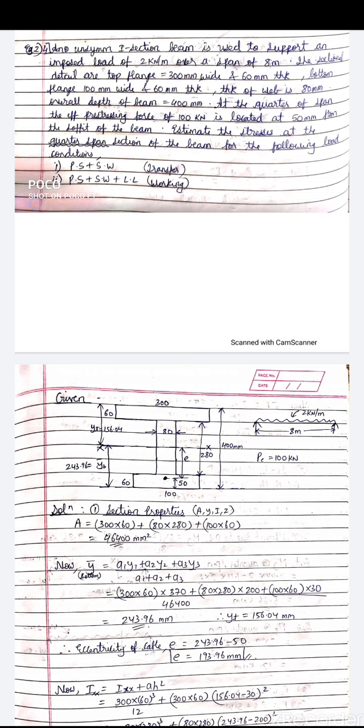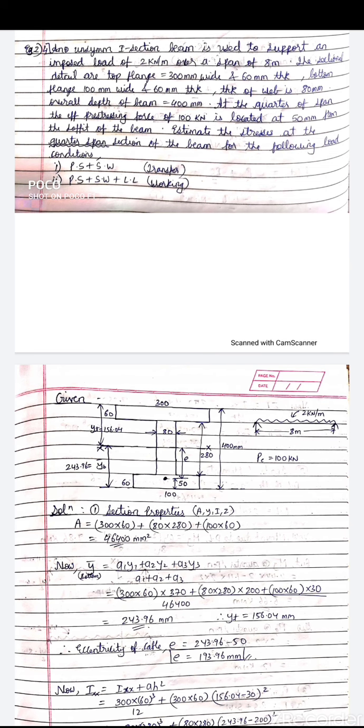So first let us calculate the area. So let us divide this I section into three rectangles. So the first rectangle is 100 by 60, the second is 80 by 200, and the third rectangle is 300 by 60. So I have just calculated, okay, I have taken the first rectangle as 300 by 60. So if you add all these rectangle areas, you will get the total area.